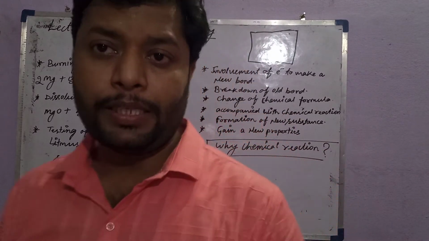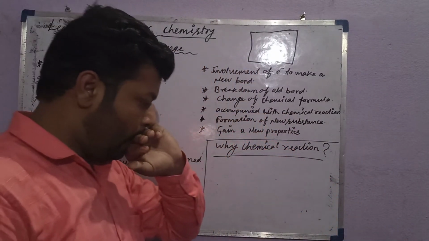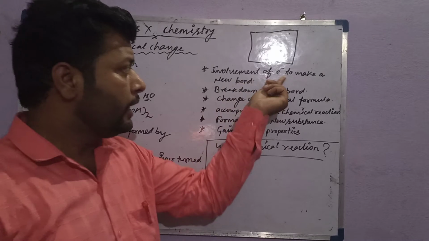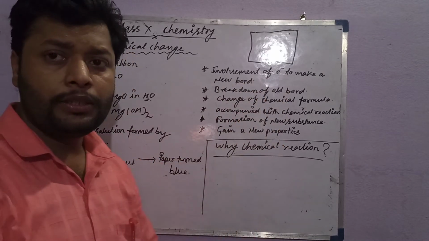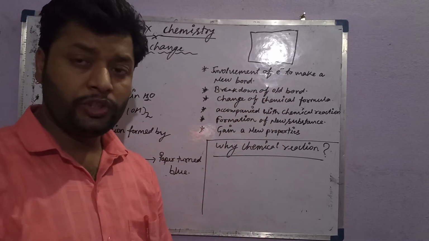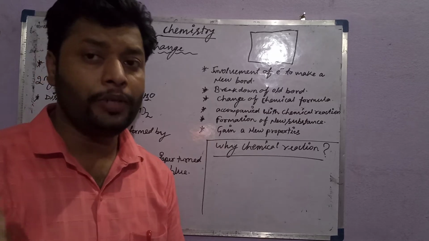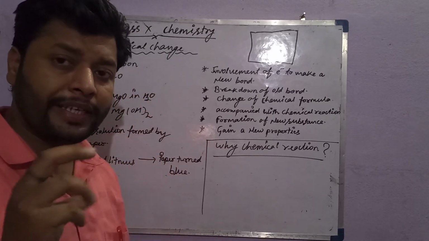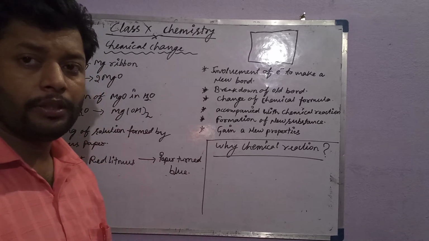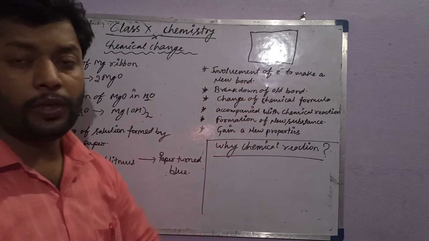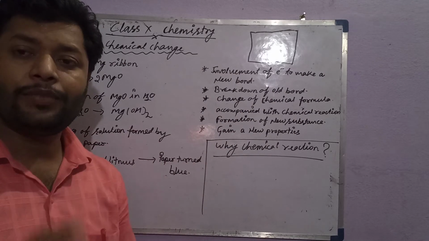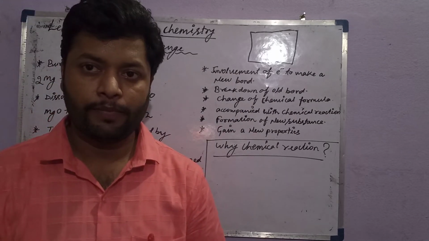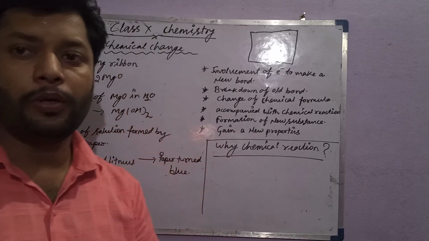So I first take out all the things. When there is a change in your surroundings, when change happens through a chemical reaction, through a chemical change, this is because of the involvement of electrons. There is always a formation of a new bond.